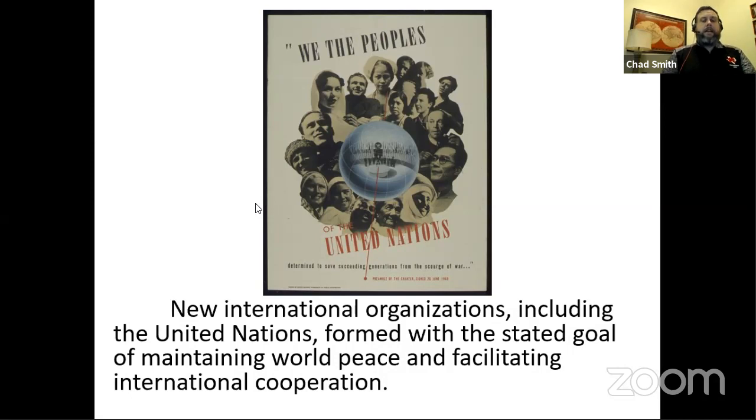So the United Nations exists to maintain world peace and facilitate international cooperation. That's a preemptive measure. The idea is if people are working together and learning more about one another's customs and cultures and traditions, then the differences that they have are less likely to lead to warfare.